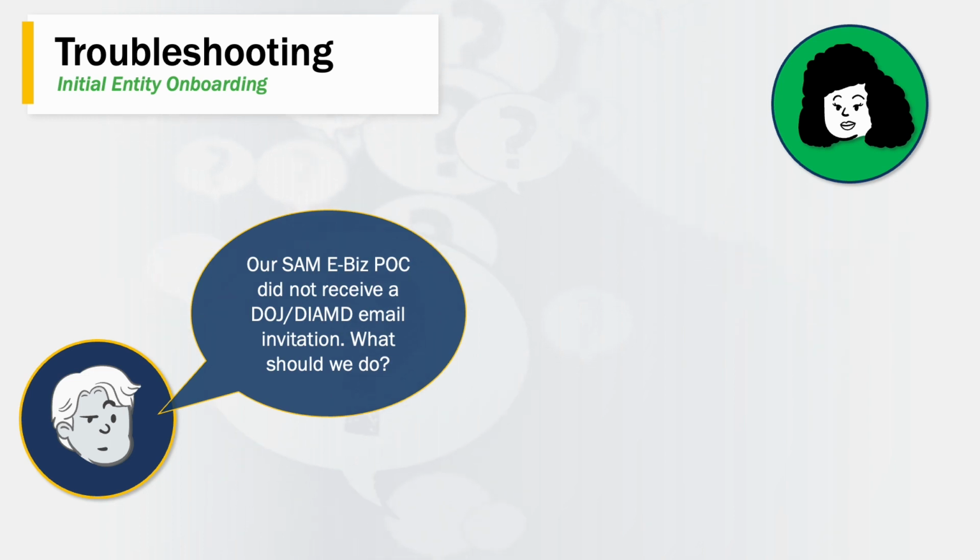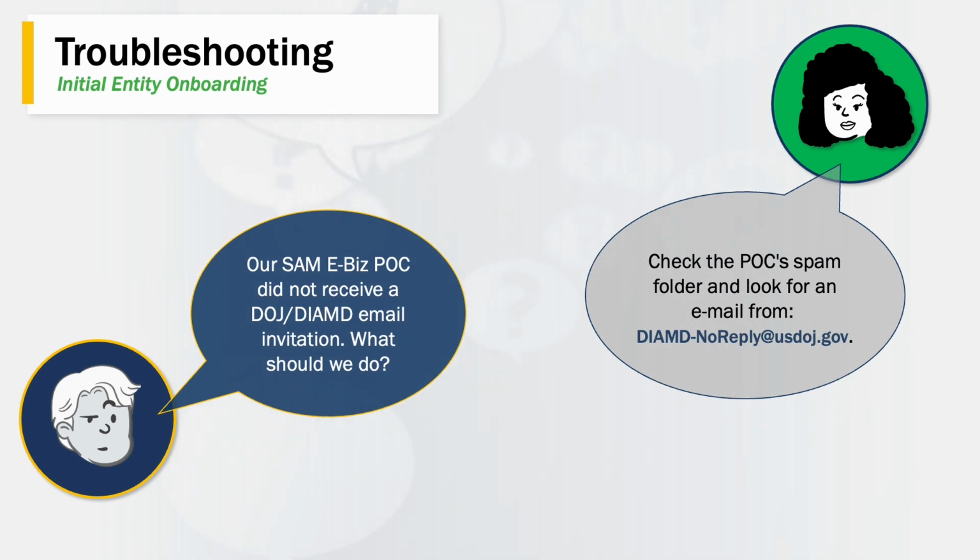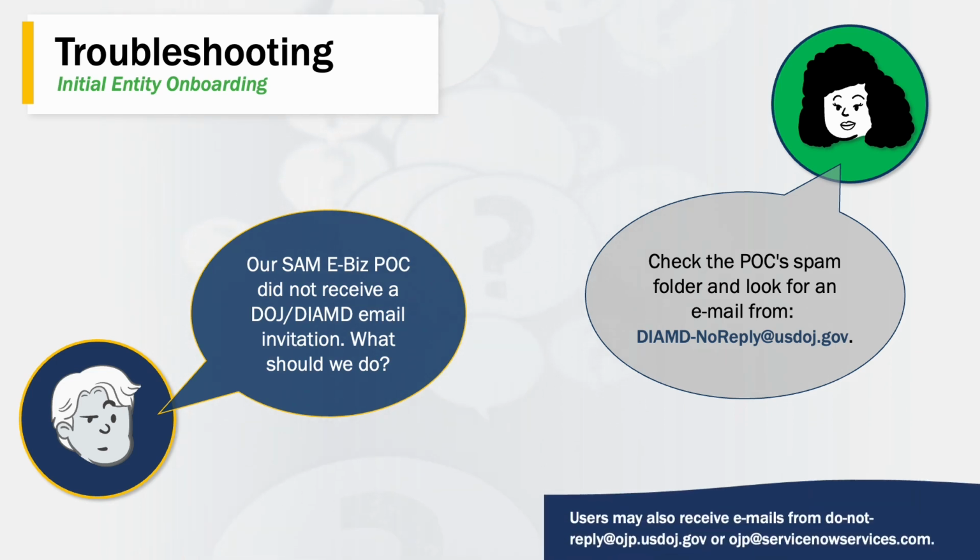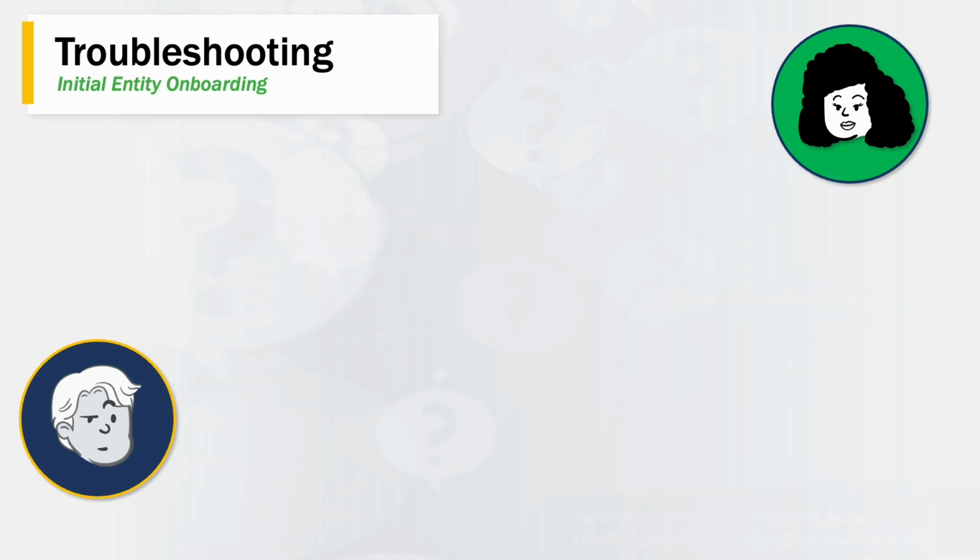Our SAM eBiz POC did not receive a DOJ or Diamond email invitation. What should we do? Okay, so first check the POC's spam folder and look for an email from diamond-no-reply@usdoj.gov. Users may also receive emails from do not reply at ojp.doj.gov or ojp@servicenowservices.com.